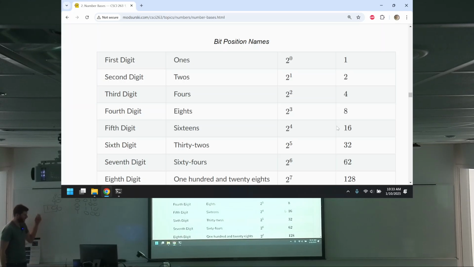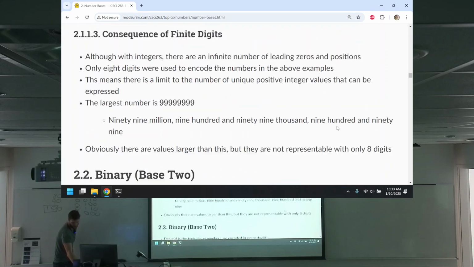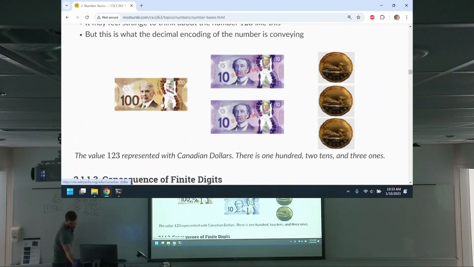Counting in base 2 and base 10 follows the same pattern. We name the digits in base 10, decimal: the ones, the tens, hundreds, thousands, and so on. With the example of money, this number would be 1, 2, 3. I've got 1 hundred, 2 tens, and 3 ones. How much is that in total? 123.